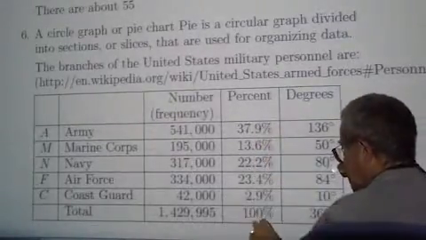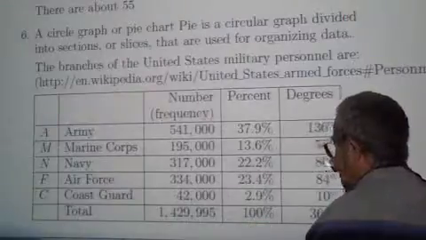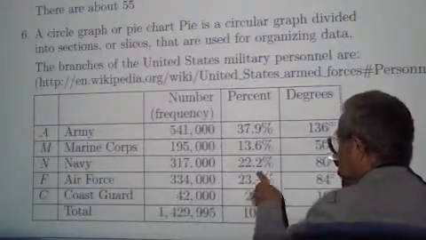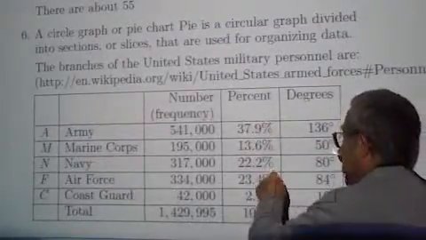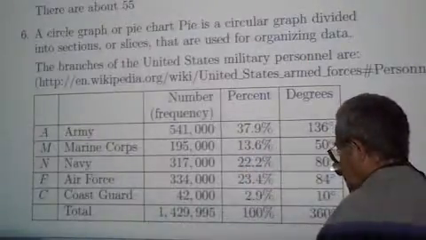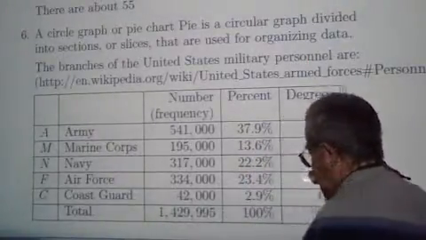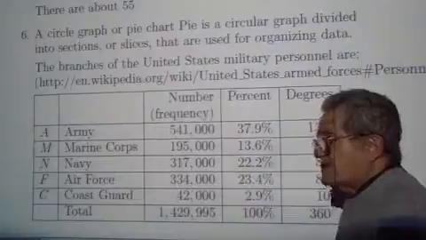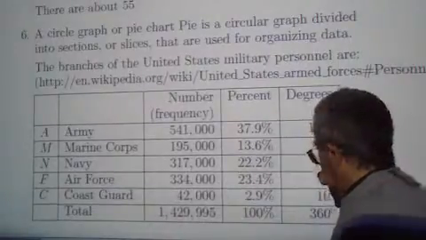Then here are the percentages. They should add up to 100. They may or may not. You may be a little bit off because these numbers are rounded numbers. So if you get 99.8, 99.9, or 100.1, 100.2, that's okay.